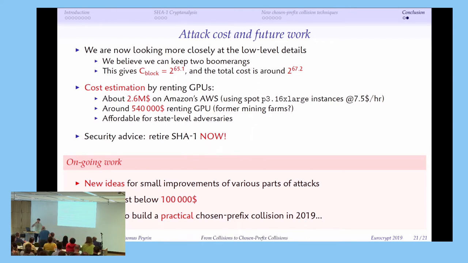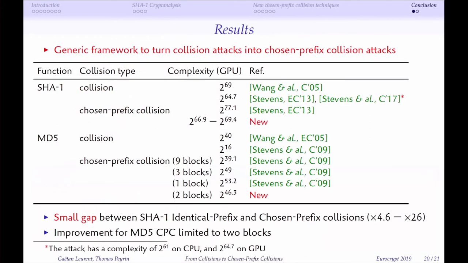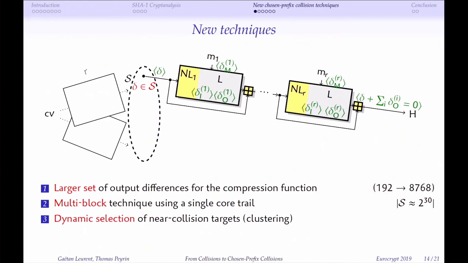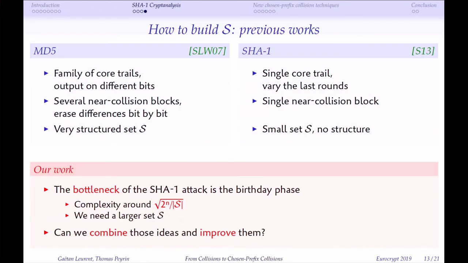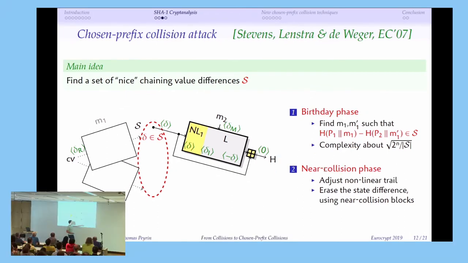In the collision phase, how do you reach the complexity of 2 to the n over square root of s? Oh, that's for the birthday phase. Gaëtan, can you repeat the question? Okay. So Serge was asking, in the birthday phase, how we reach this 2 to the n over square root of s, right?